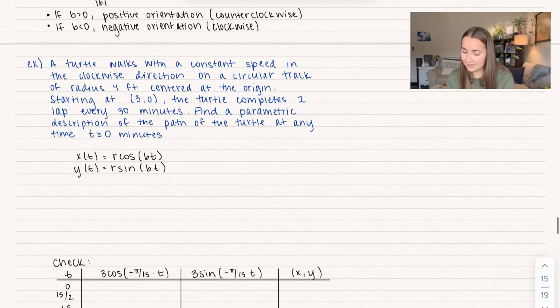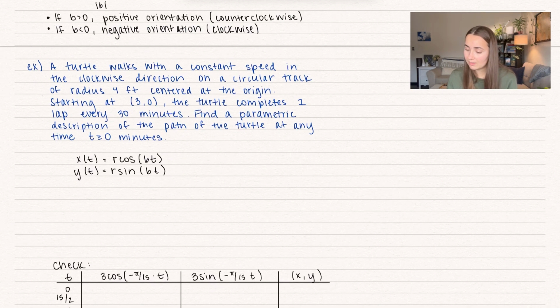Now let's go ahead and see an example. A turtle walks with a constant speed in the clockwise direction on a circular track of radius 4 feet centered at the origin. Starting at the point (4, 0), the turtle completes 1 lap every 30 minutes. Find a parametric description of the path of the turtle at any time t greater than or equal to 0 in terms of minutes.